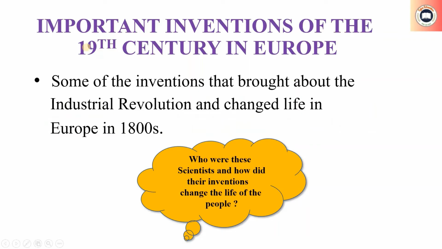So let's listen. To begin with, let us learn about some of the important inventions of the 19th century in Europe. Some inventions that brought about the Industrial Revolution changed the lives of the people in Europe around the 1800s. There were many scientists during this period and they invented many machines. Who were these scientists and how did their inventions change the life of the people? To find answers to such questions, stay tuned and let us learn about them in this chapter.